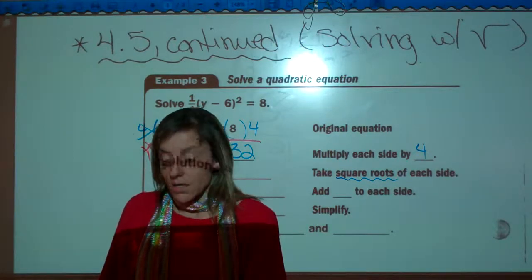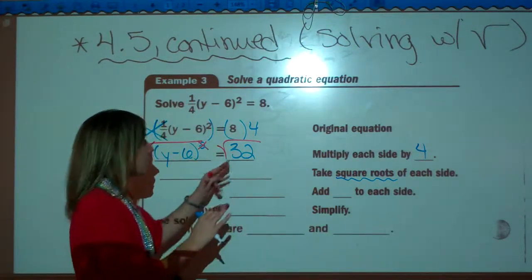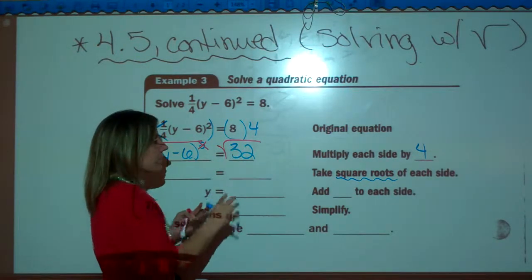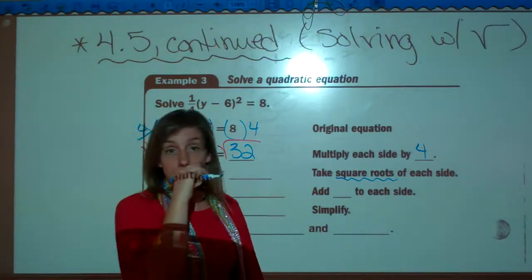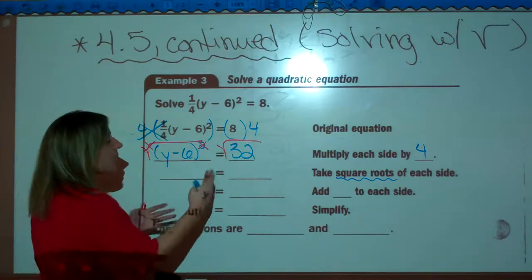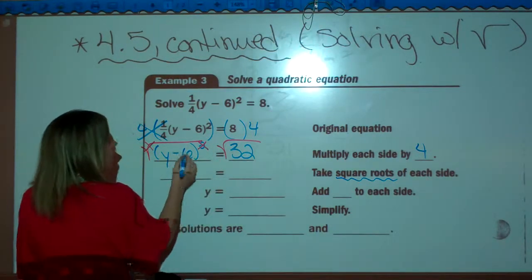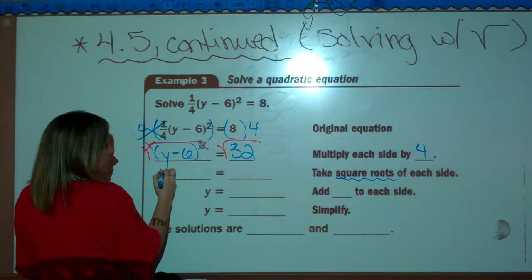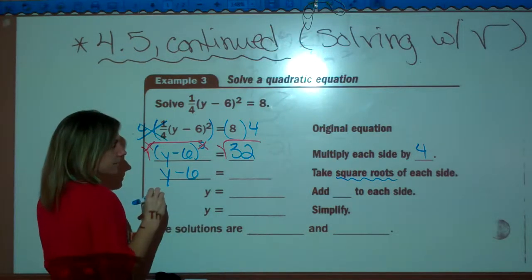Okay, and that's where this whole idea of simplifying square roots is going to come into play, because we know how that can simplify, can look better. So the square and the square root cancel, so we're left with y minus 6, okay?